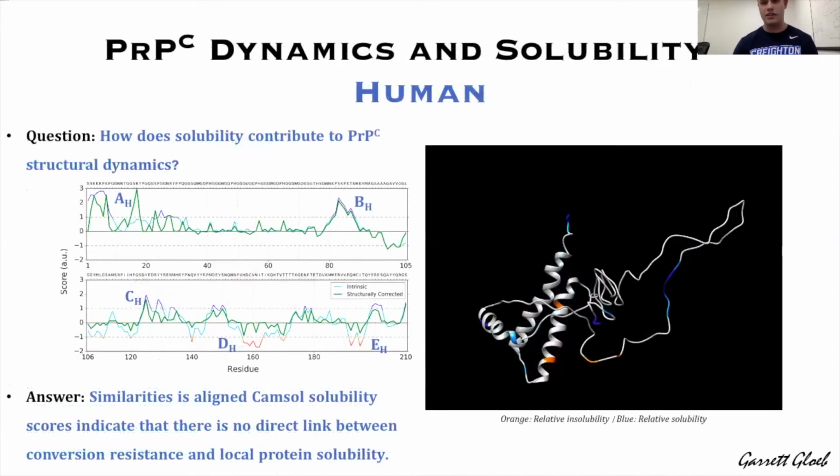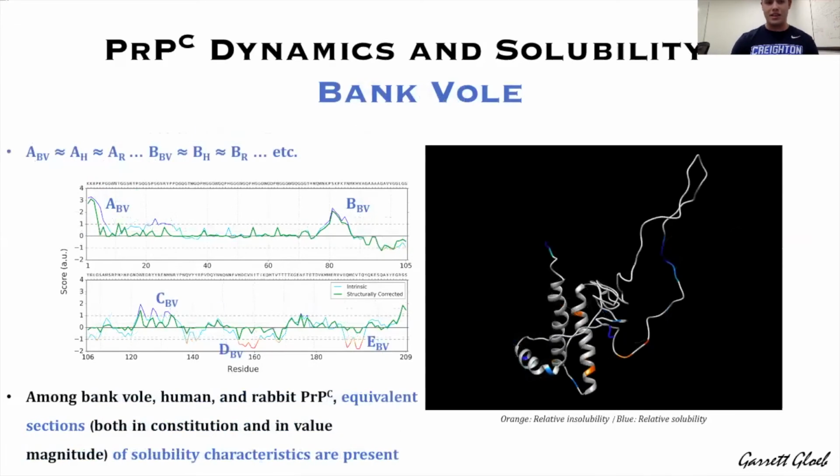The next question that we wanted to answer, and we did this through the CamSol server provided by the University of Cambridge, was a dynamics versus solubility analysis, trying to see how solubility contributes to PrPC structural dynamics. Our answer was that similarities, as aligned by CamSol, indicate that there's no direct link between conversion resistance and local protein flexibility. Understanding this, we named 5 different regions that were the same across all of the species. We named them A through E, and they ended up being analogous both in terms of where they were located as well as in terms of the magnitude of their hydrophobicity.